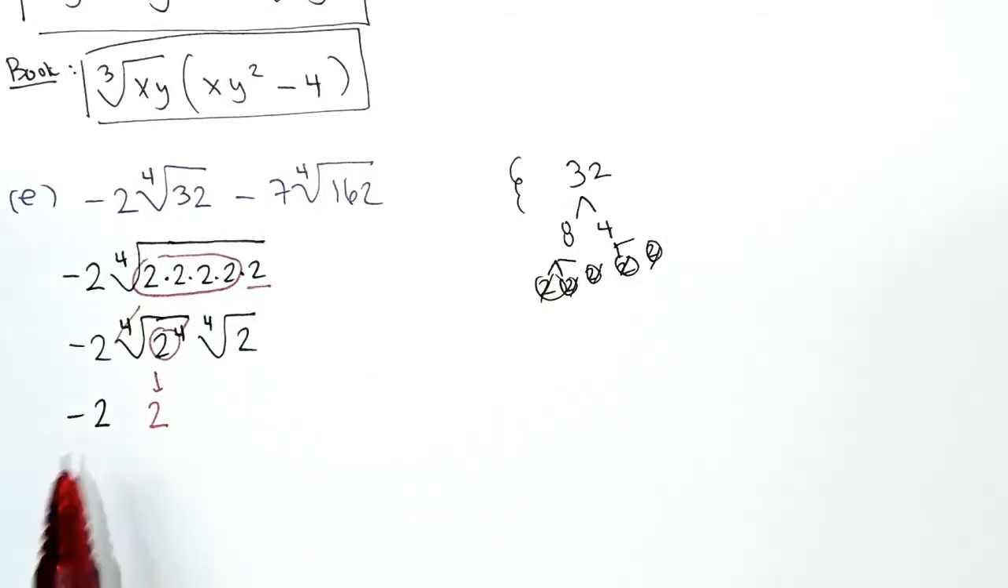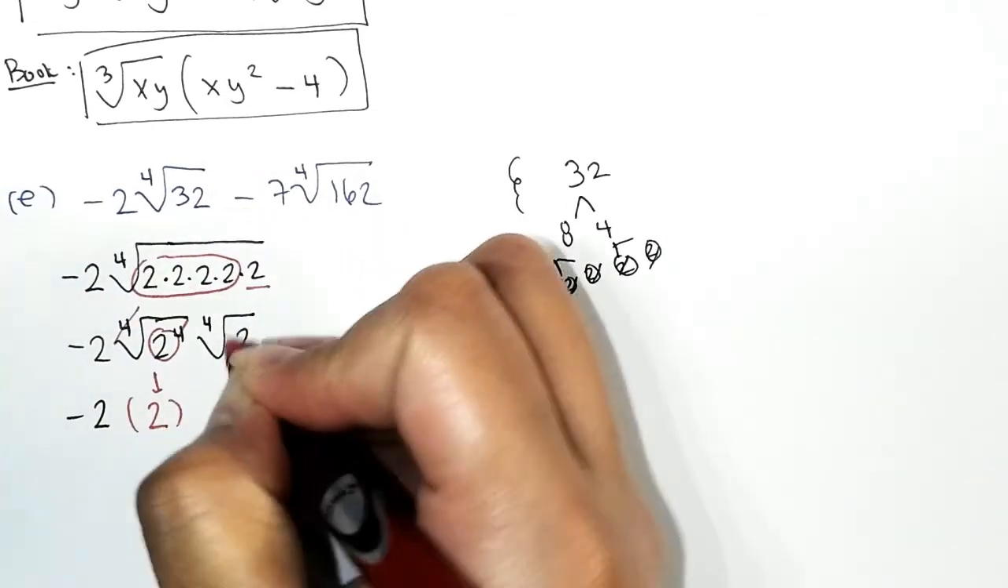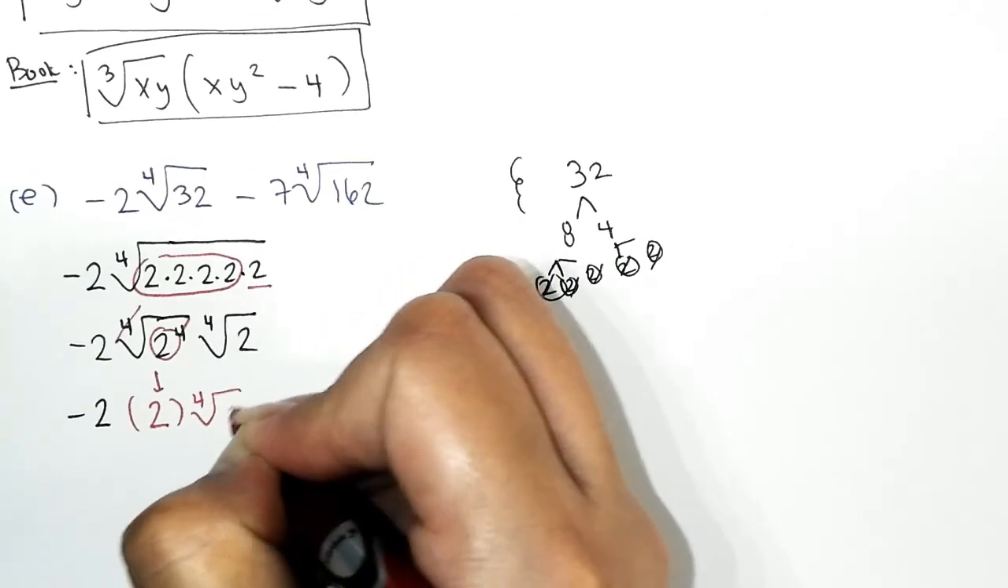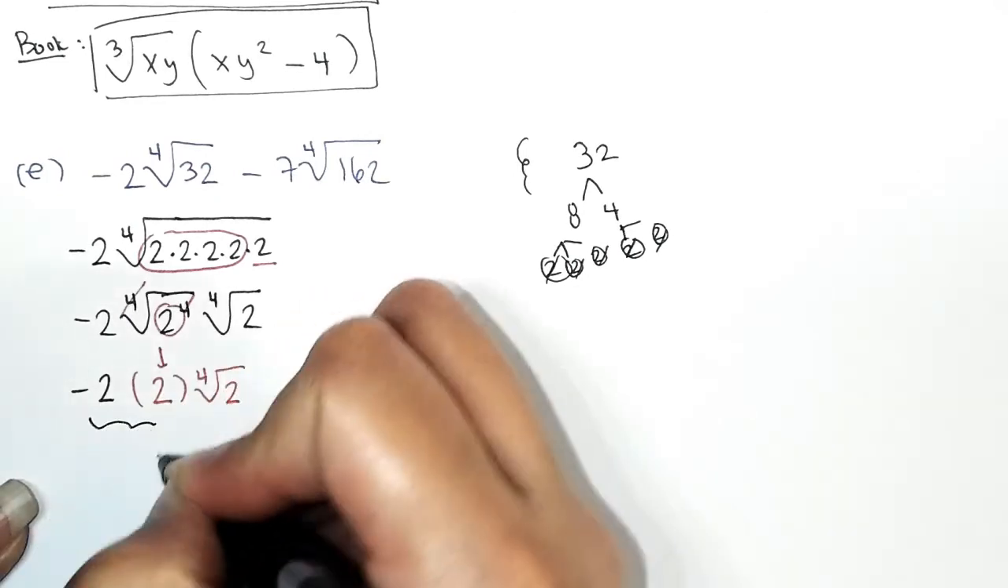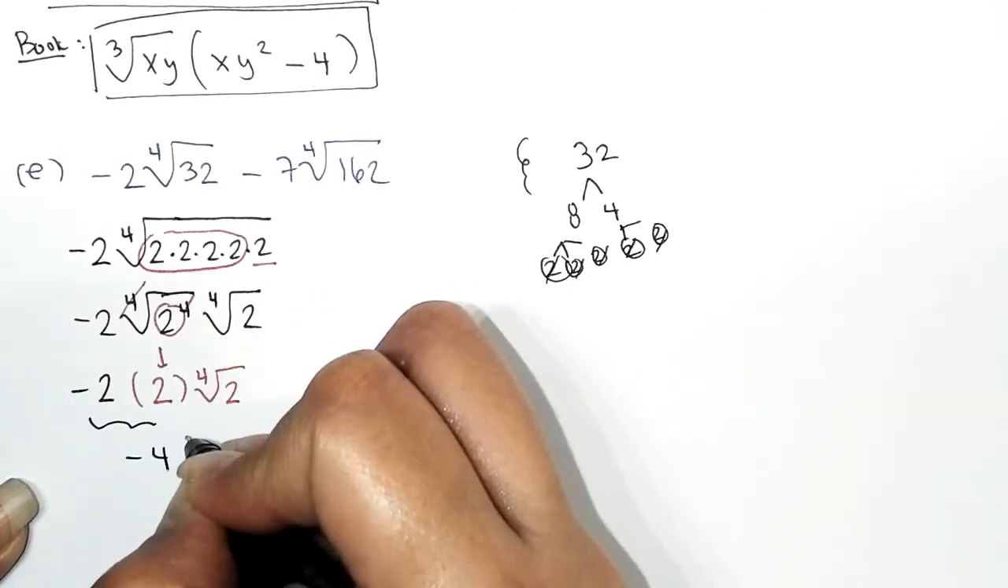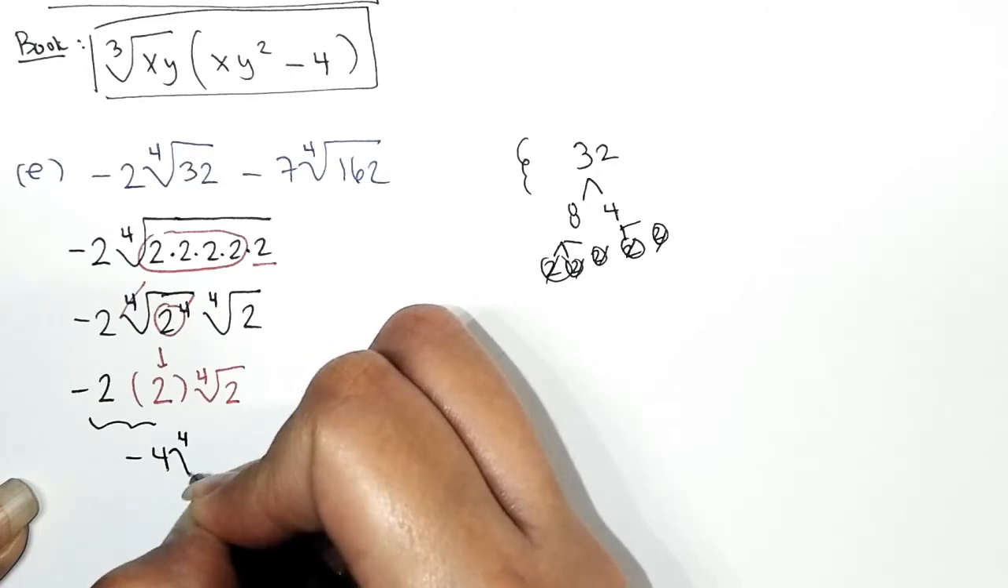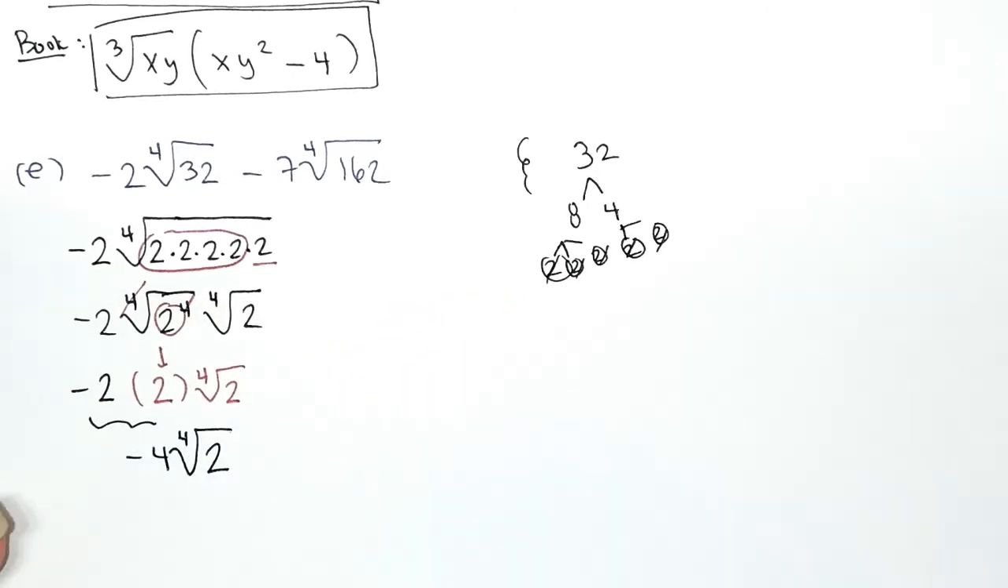It's being multiplied by -2, and it's also being multiplied by the 4th root of 2. Okay, let's clean up those integer factors. The product of -2 and 2 is -4, and that is being multiplied by the 4th root of 2. Okay, so one puzzle down, one more to go.